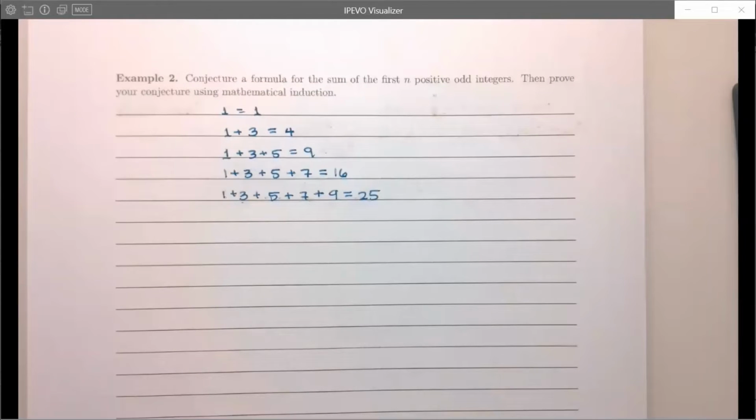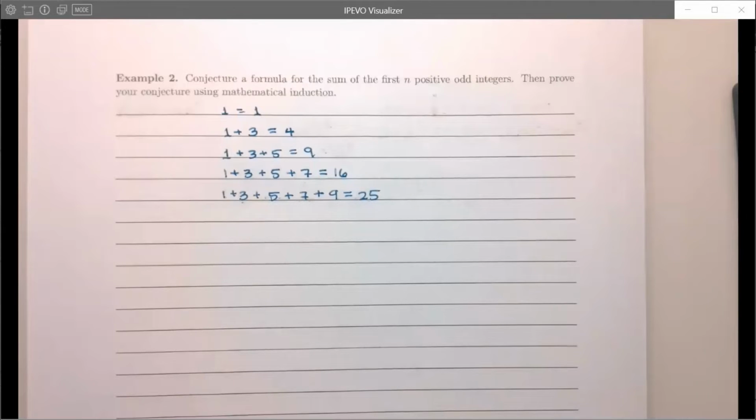Okay, here's another example, example 2. Conjecture a formula for the sum of the first n positive odd integers, and then prove that your conjecture is correct using mathematical induction. And so I've gone ahead and listed just the sums of a few integers so that we can get a feel for what pattern the result is following, and then try to come up with a formula.